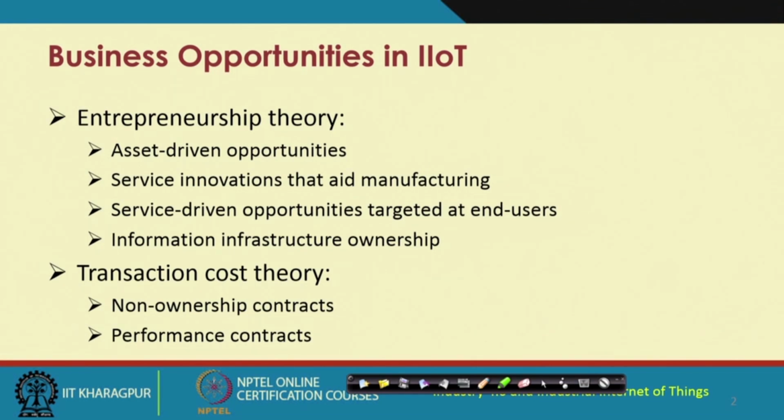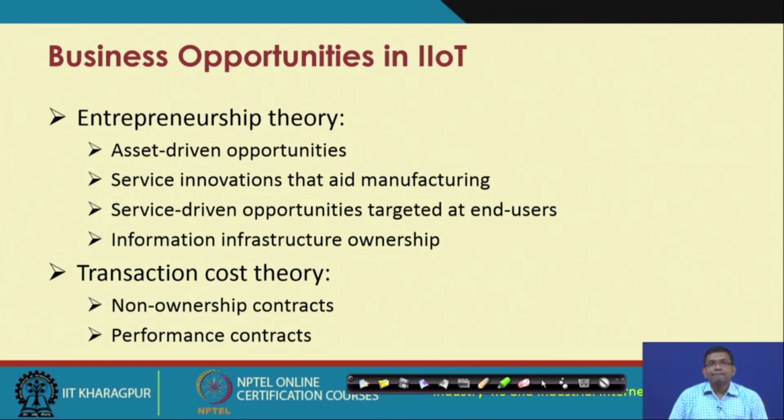So, the entrepreneurship theory basically encapsulates the positive aspects. Positive aspects such as asset driven opportunities, opportunities out of the assets that are created, for instance, the service innovations which aid in the manufacturing, service driven opportunities targeted at serving certain end users, and the information infrastructure ownership.